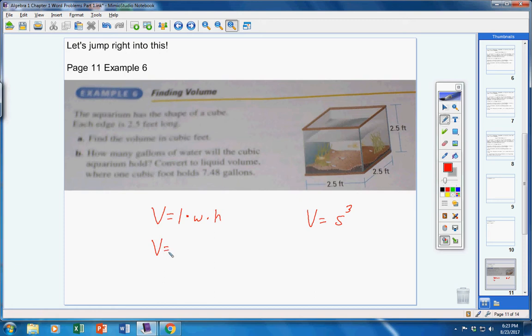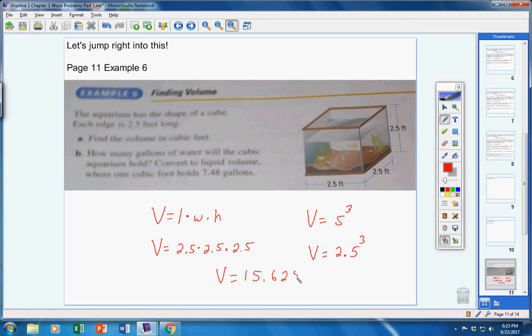If you use this formula, you would have 2.5 times 2.5 times 2.5. Or over here you would have 2.5 to the 3rd power, which is the same thing as 2.5 times 2.5 times 2.5, okay? Now remember, on your word problems, you're allowed to use calculators, okay? So with your calculator, type this into your calculator, and you'll get out a volume of 15.625.